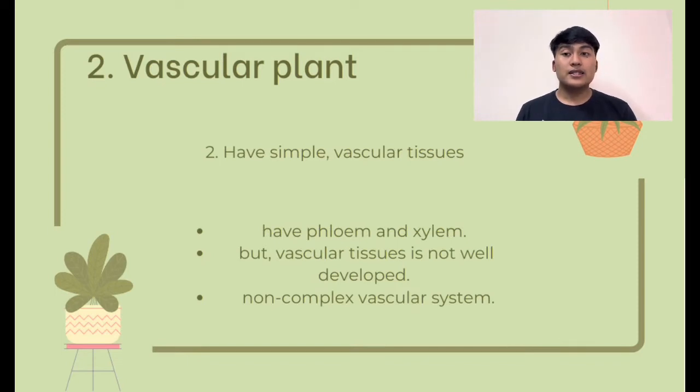Next point is vascular plant. So vascular plants have simple vascular tissue. Vascular tissue contains xylem and also phloem, whose function is to transport water and minerals and also to provide mechanical support. But the vascular tissue is not well developed and it is also a non-complex vascular system.